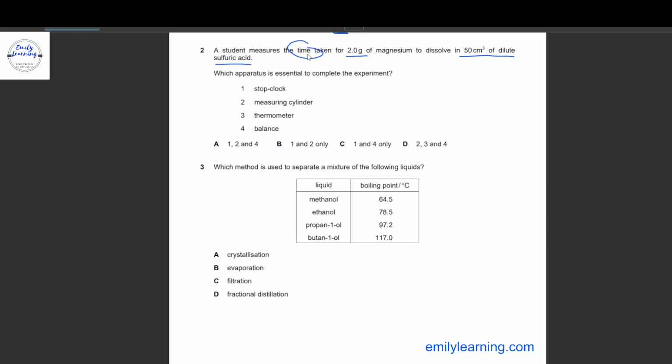In order to measure the time, we need a stop clock. In order to measure 2 grams of magnesium, we need a balance. And we need to measure 50 cm³ of dilute sulfuric acid. To measure volume of liquid, we need a measuring cylinder. So in order to conduct this experiment, we need 3 items: stop clock, measuring cylinder, and the balance. So it is 1, 2, and 4. So the answer is A.